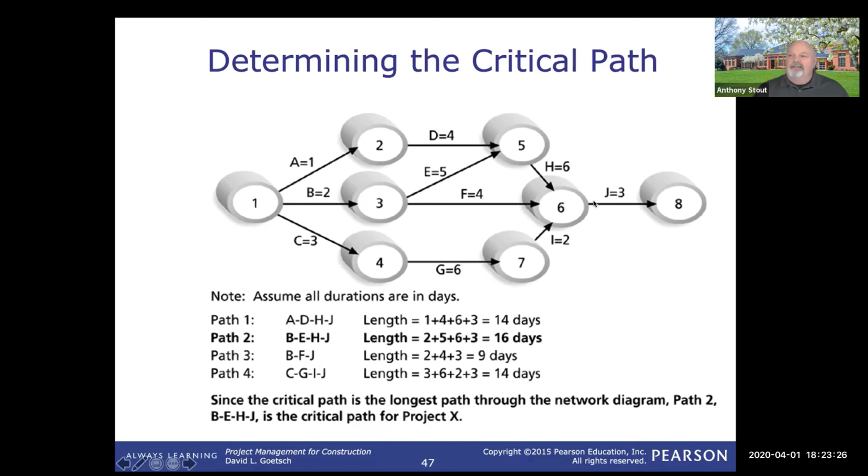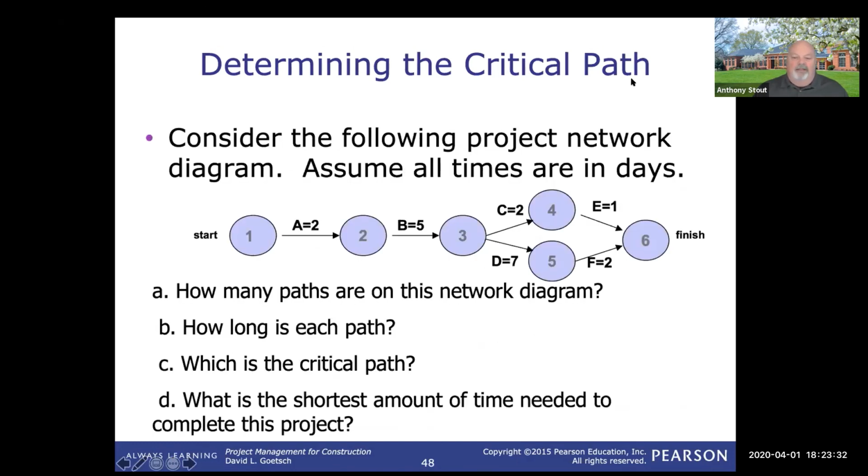So now let's take a look at this one real quick. This one's easy to figure. Somebody chime in and tell me how many paths are in this network. And let's jump to which is the critical path. I think the most critical path would be 1, 2, and 3.